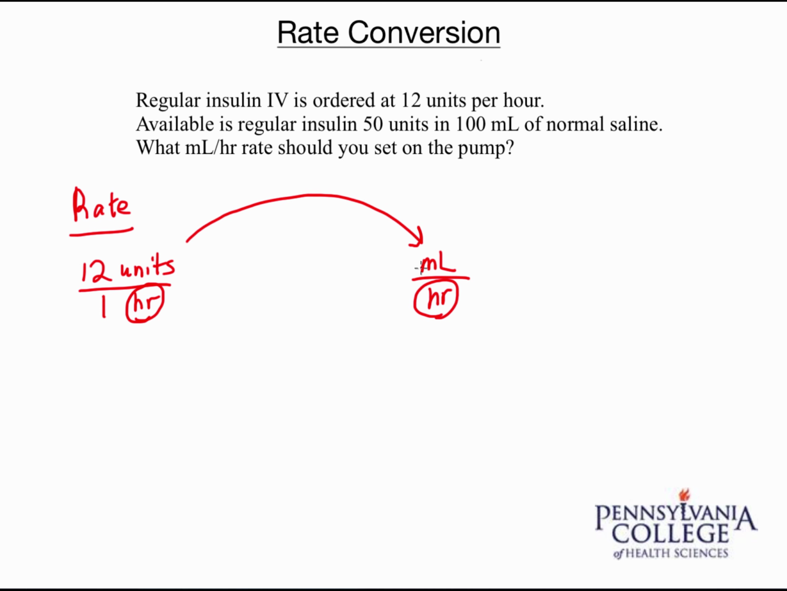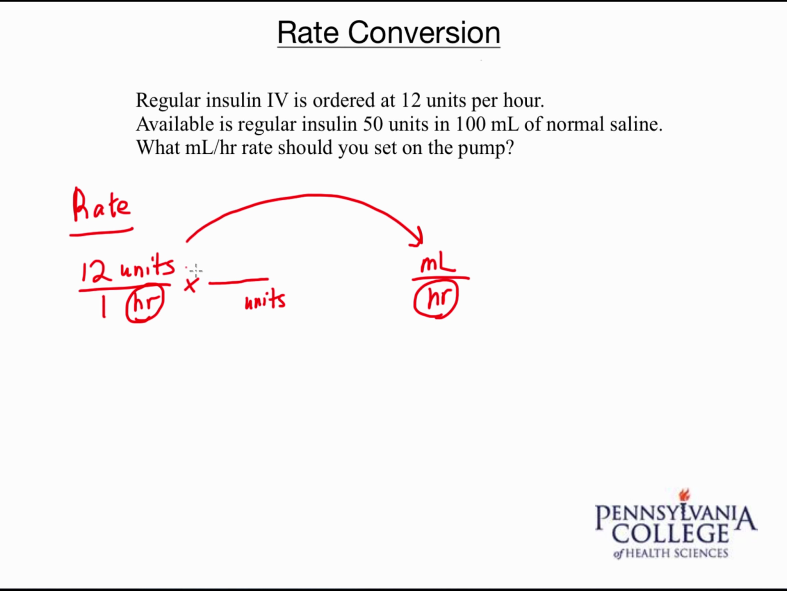And the only way I can do that, and at this point students will reach for the conversions to memorize, but that would be a mistake. The only way that we can convert units to milliliters is to consider what is available to us. What is the strength of the, in this case, insulin that we have? If we look back to the problem, we know that 50 units are in 100 milliliters. That means if I wanted to change units into milliliters, that's what I'm going to use. I want to change units into milliliters.